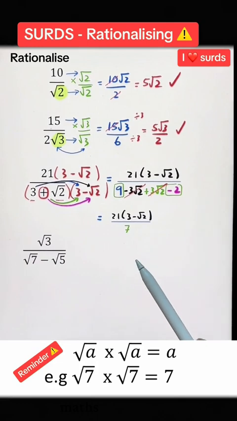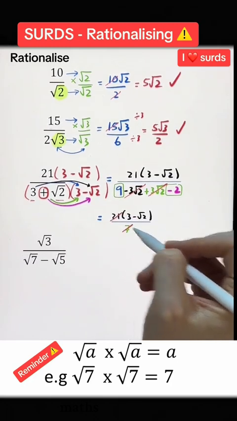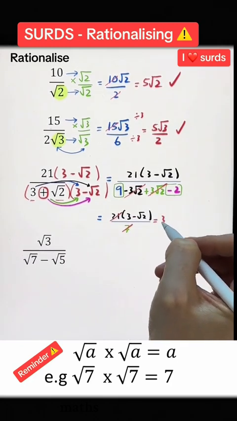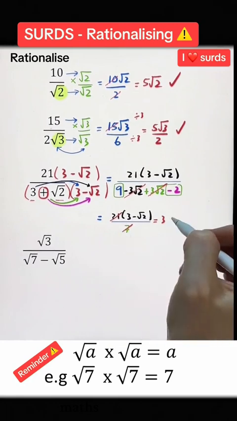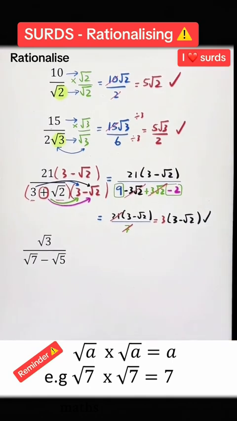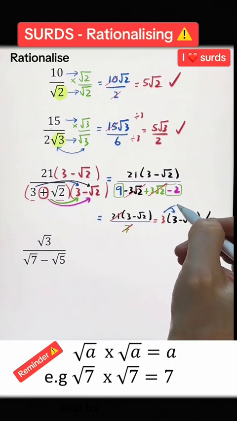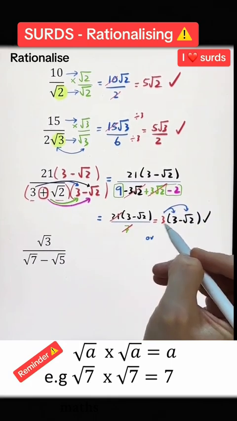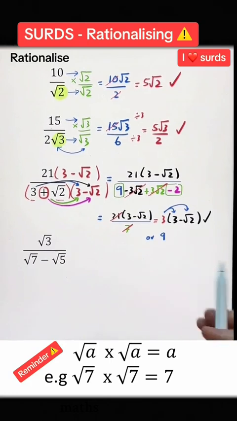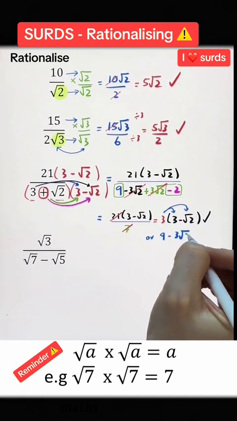Cancelling any common factors on both the top and bottom of my fraction. Well, here I've got 21 divided by 7. I know 21 divided by 7 gives us 3. So I've got 3 lots, and in single brackets, 3 minus root 2. And that's my final answer, as I've rationalised, as I've got rid of the root from the bottom of the fraction. If I was asked to expand it, expanding a single bracket, I multiply the term directly outside by each term directly inside. So 3 times 3 will give us 9, and 3 times negative root 2 will give us negative 3 lots of root 2.